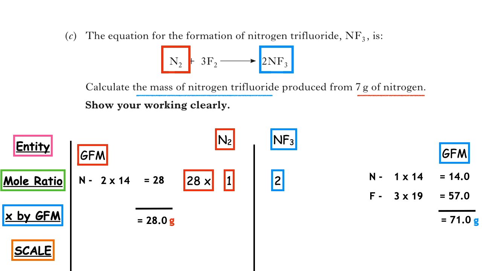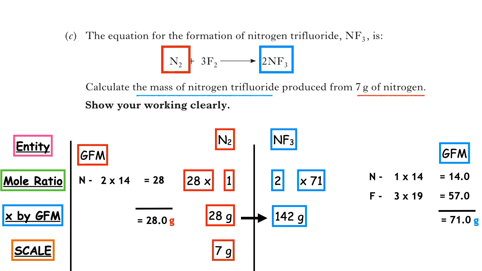We substitute that in. So now we're going to multiply both sides out. 28 times 1 equals 28 grams. 2 times 71 gives us 142 grams. We look at the question. What piece of information have they given us? They've given us 7 grams of nitrogen. Same unit, same side. We pop the 7 directly underneath the 28 and we do our cross multiplication. 142 times 7 divided by 28 gives us a mass of 35.5 grams.